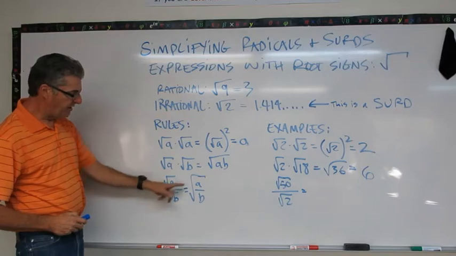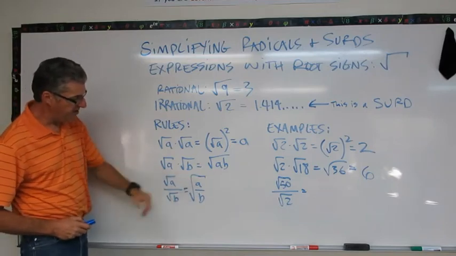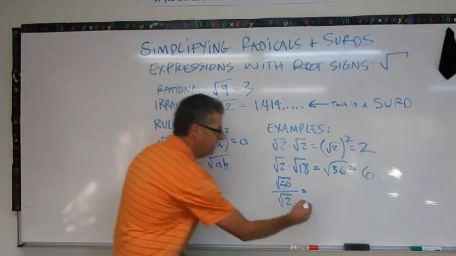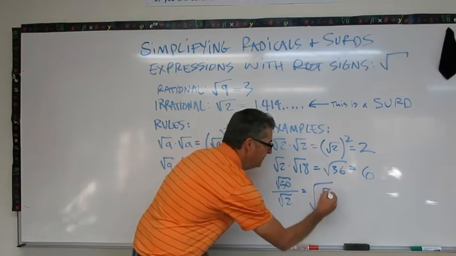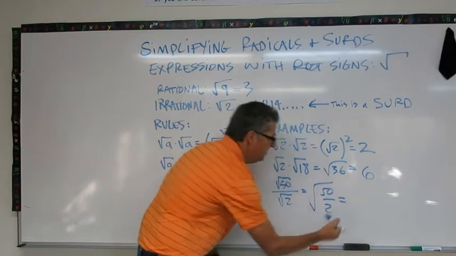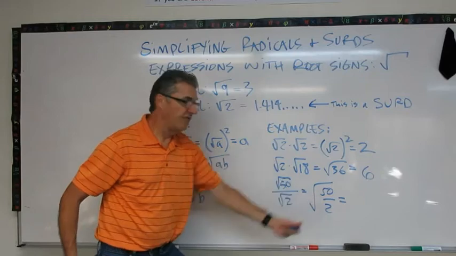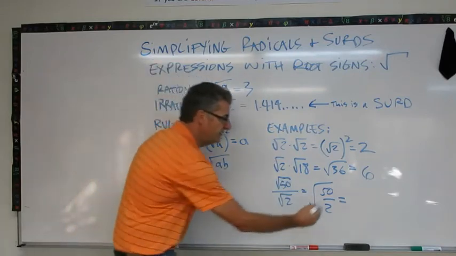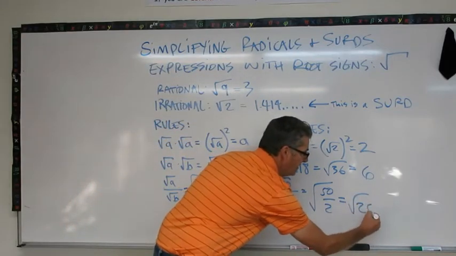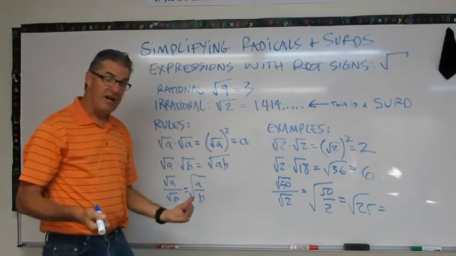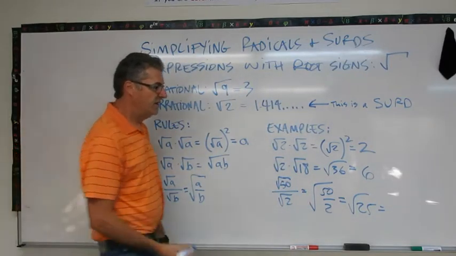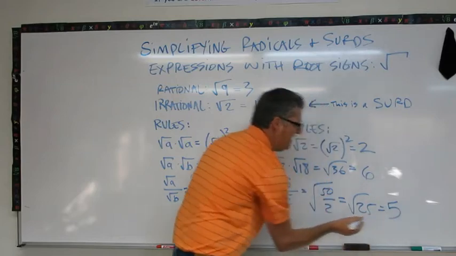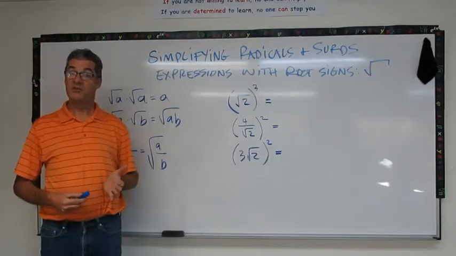Root a over root b is the same as the root over the fraction inside. So this is going to be root 50 over 2. Now we can evaluate this fraction. What's 50 over 2? 25. So that's root 25. And 25, guess what? Another perfect square, so that comes out as a 5. Okay, let's do a few examples.